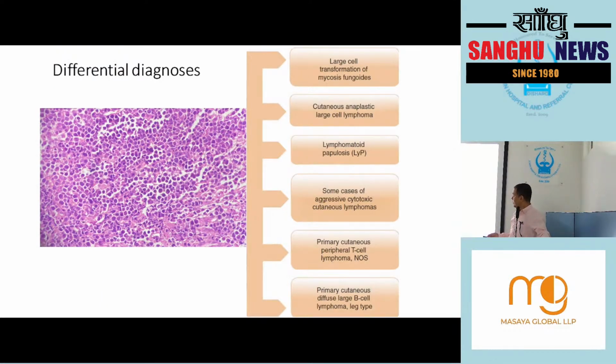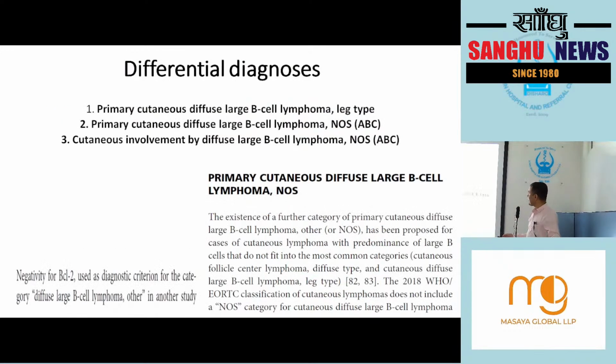So if you see large cells, these are the differential diagnoses I have taken from Cerroni again: MF, cutaneous anaplastic large cell lymphoma, lymphomatoid papulosis, and all of them are T cell lymphomas. Only this one is a B cell. So I have gone with this because it is CD20 positive. So my differential diagnosis at this stage is primary cutaneous diffuse large B cell lymphoma, leg type.